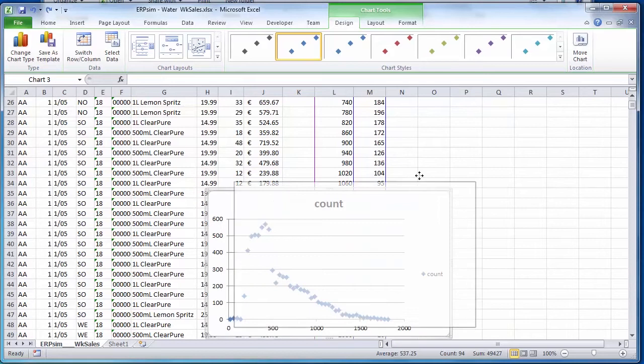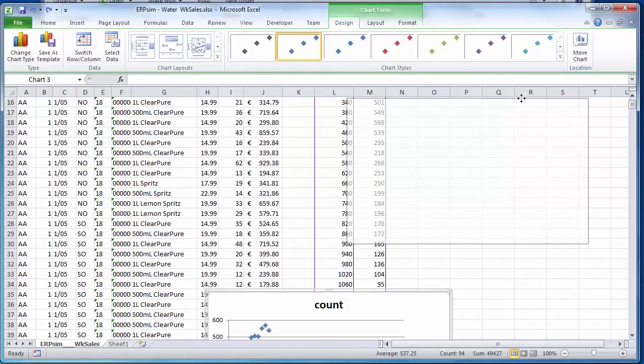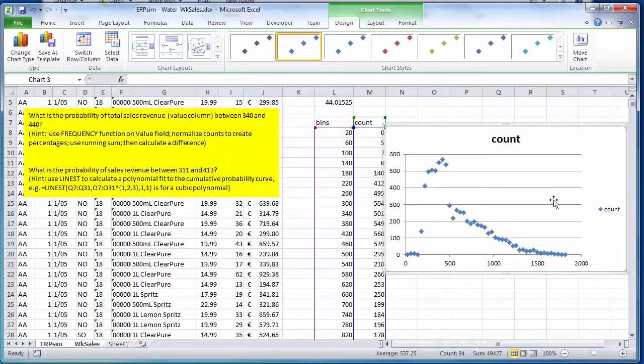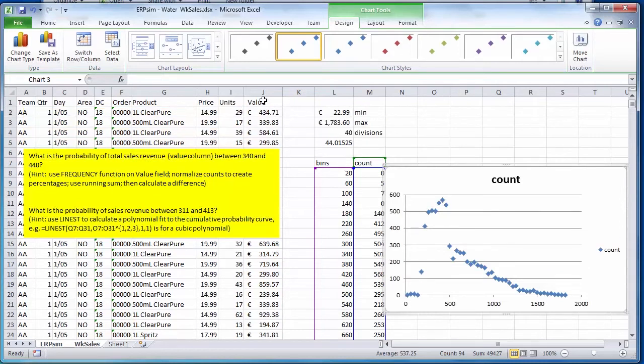try it again. I'm not used to this computer, as you can maybe tell. So there. This is the frequency distribution of all these values, which are my total sales revenue. And this is what the probability distribution looks like also.